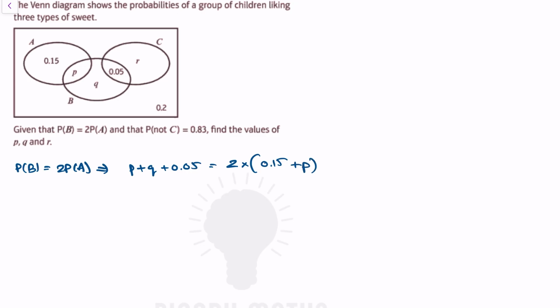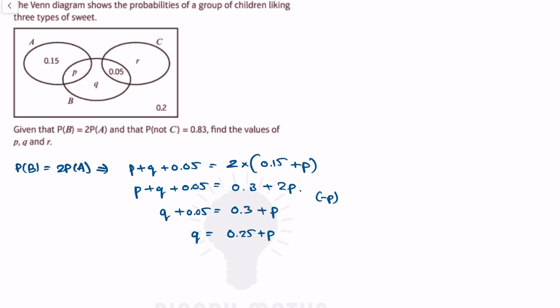0.15 plus P. If I simplify, P plus Q plus 0.05 is equal to 2 times 0.15, which is 0.3, plus 2P. Which means if I subtract P, I get Q plus 0.05 is equal to 0.3 plus P, so minus 0.05 from both sides, which means Q is equal to 0.25 plus P. This is my equation 1.